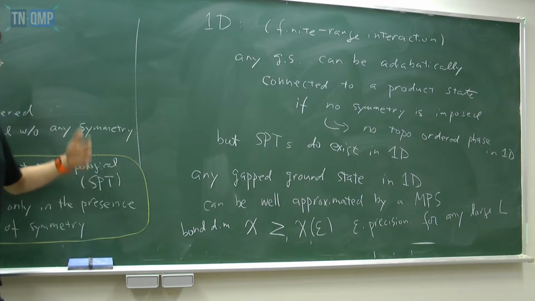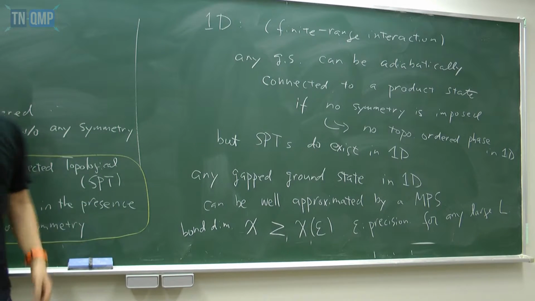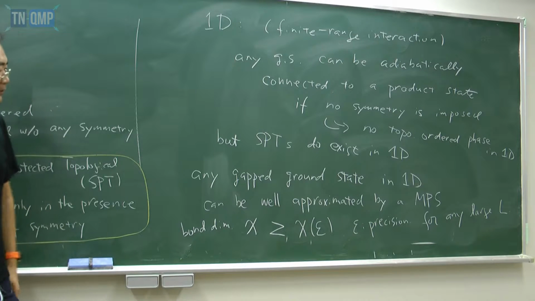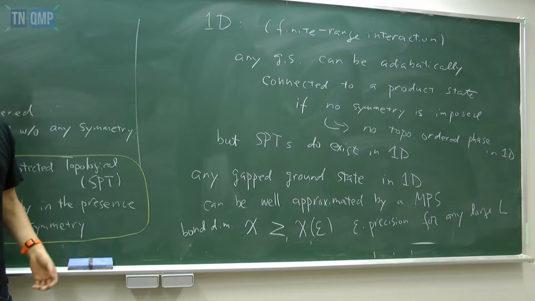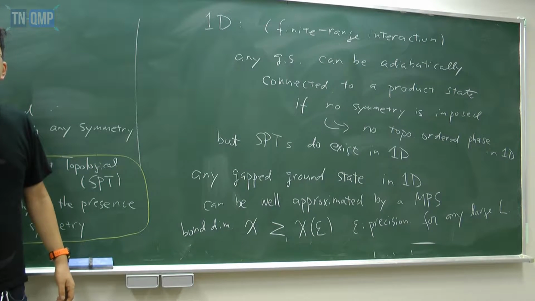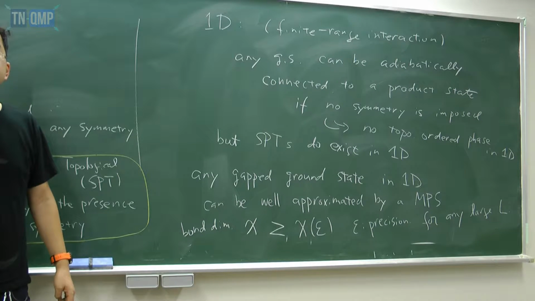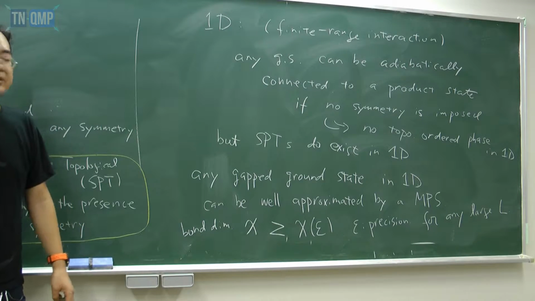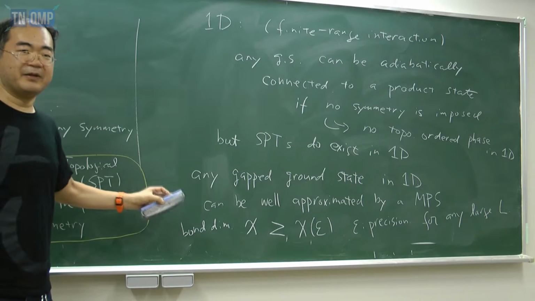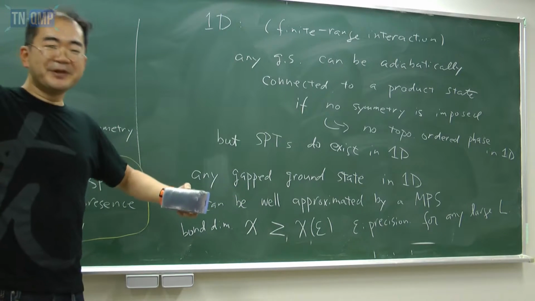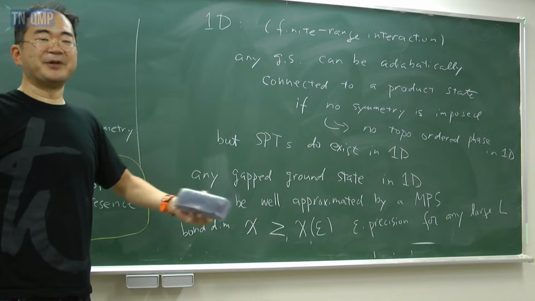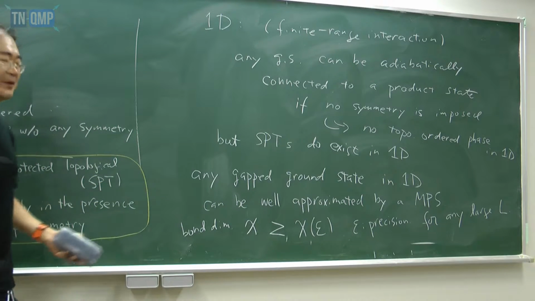So because of this, when you want to classify one-dimensional gapped phases like this, you only need to classify matrix product states. What? Yeah. So you mean that for fixed precision, the required chi doesn't scale with the system size? Yeah, so it's order 1. That's the point. Because if you fix the system size, then of course if you increase chi, you can get arbitrary precision. That's a kind of trivial statement.